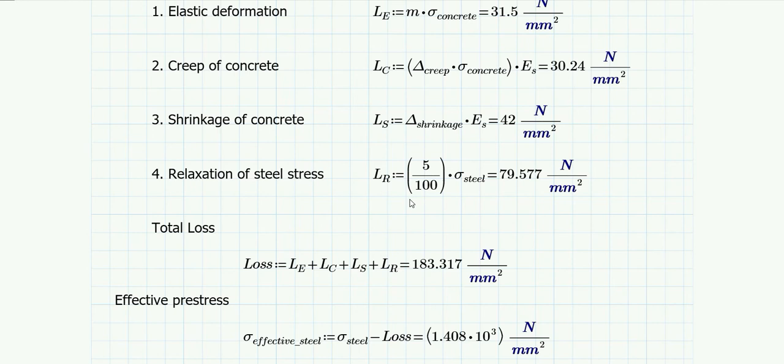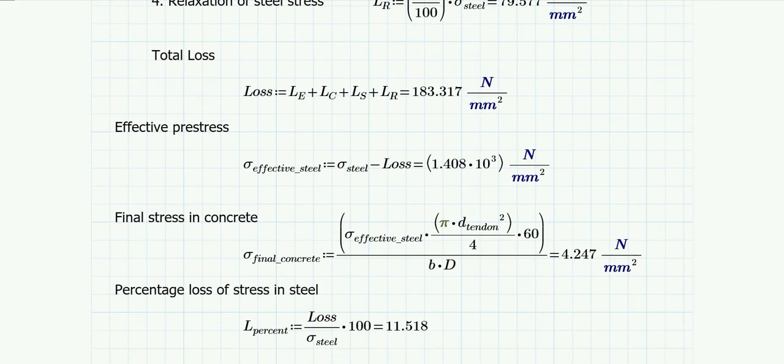So yes, now if you add all the stresses, we have not considered the stress due to friction because all the wires are straight. There is no parabolic shape, or there is no shape to the tendons. In this problem, the friction losses are not considered. Then the total loss becomes the losses due to elastic deformation, losses due to creep, losses due to shrinkage, and losses due to relaxation of steel. So if you add this, then it becomes 183.317 Newton per mm square. So this is the total loss in the steel.